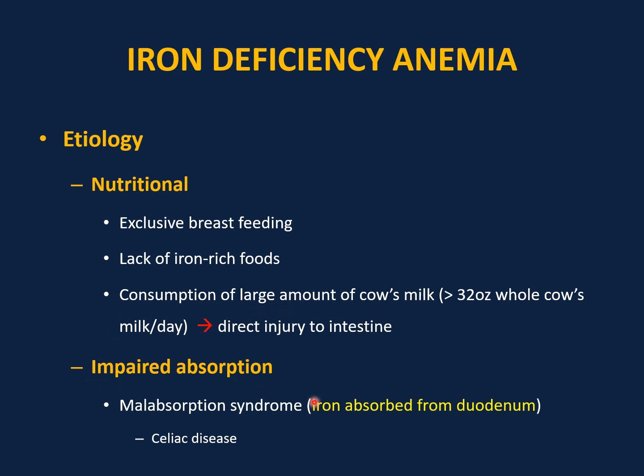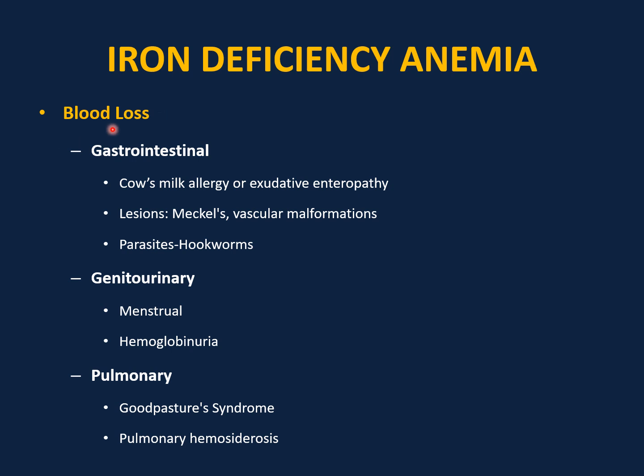Impaired absorption: you need to know that iron absorption is from the duodenum. So diseases affecting the duodenum can be associated with iron deficiency anemia, for example, celiac disease. An important cause of iron deficiency anemia is blood loss. For example, blood loss from the GI tract, such as cow's milk allergy, exudative enteropathy like in Crohn's disease, Meckel's diverticulum, vascular malformation, and parasites, for example, hookworms. Genitourinary causes include excessive menstrual bleeding, like in cases of von Willebrand disease, or hemoglobinuria, like in paroxysmal nocturnal hemoglobinuria.